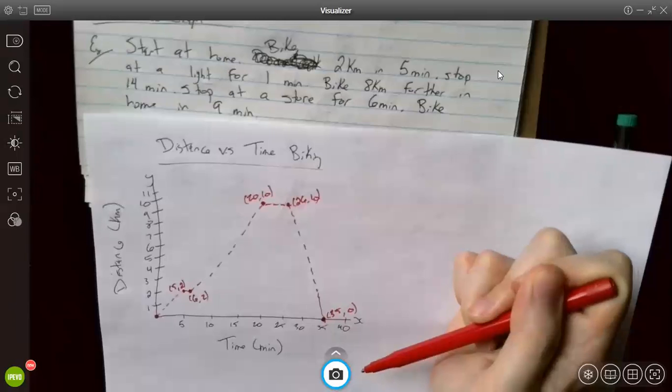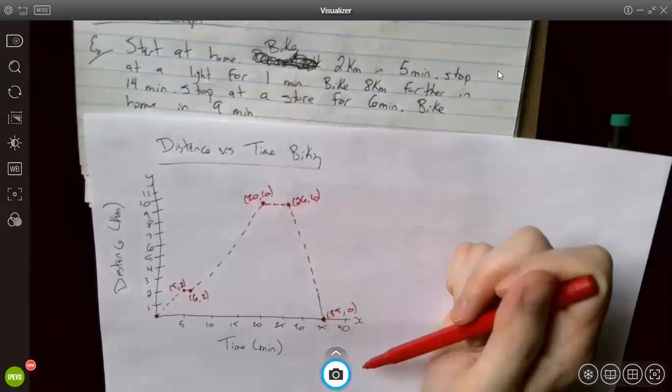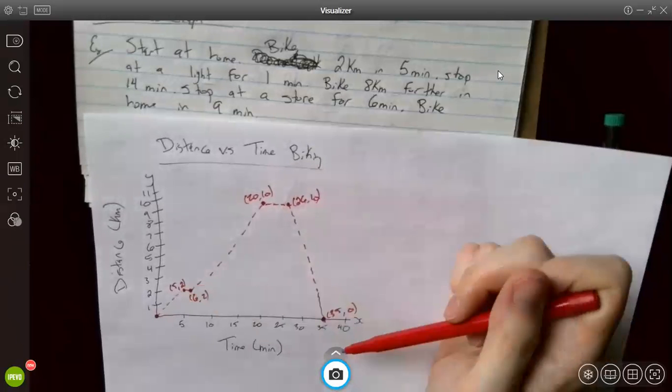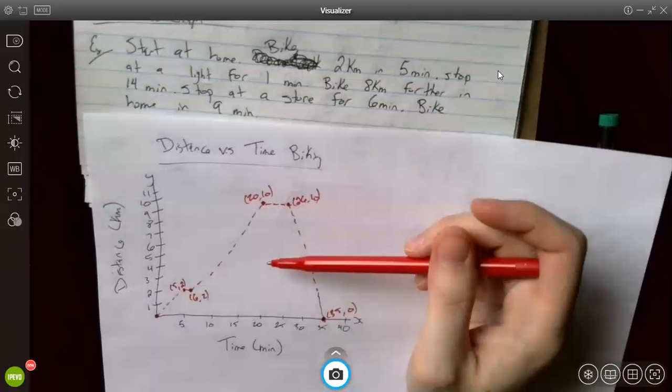Okay, so that is how you would graph a scenario like that. You might also be given a graph and asked to write a scenario, which would just be doing these steps backwards.